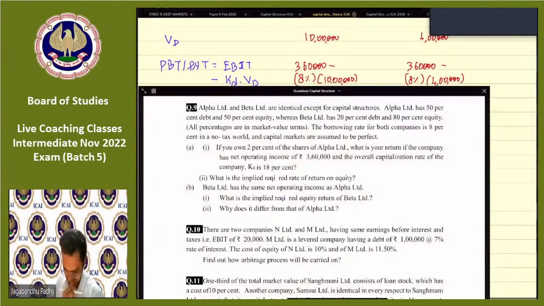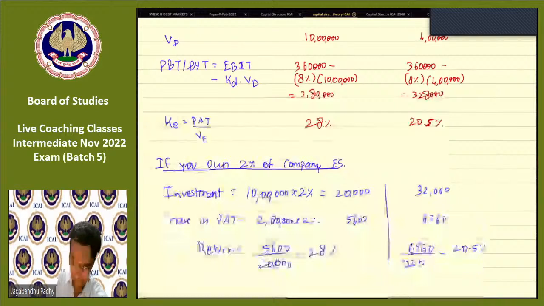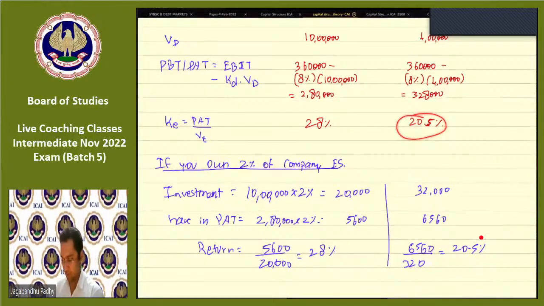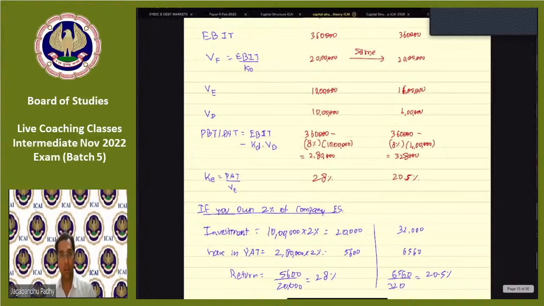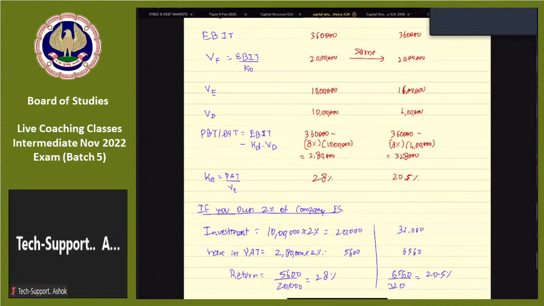Okay. And for beta also, the implied KE is 20.5%, and that will be the same return which as an investor you are going to earn. Okay. That's a pretty simple question. Look at the queries if there are any.